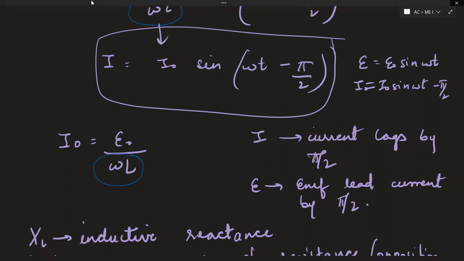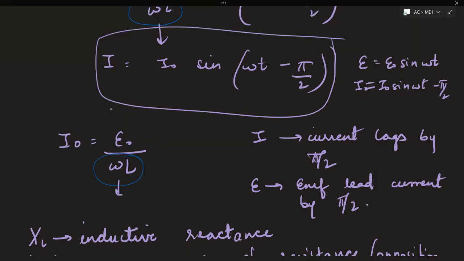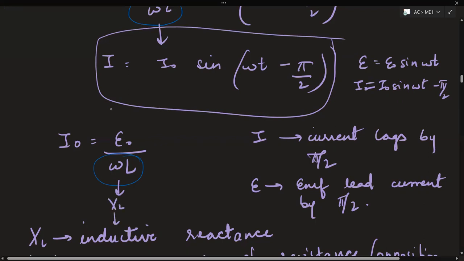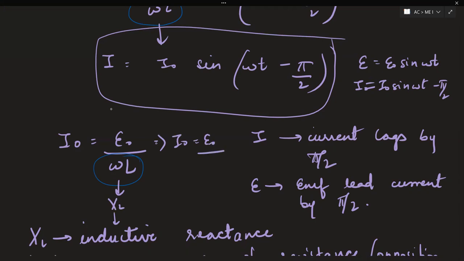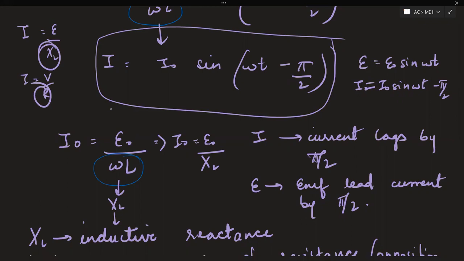Omega L, we write as a simplified term XL, known as inductive reactance. So I naught becomes E naught by XL. Now, what is XL? If you look at this equation, I is equal to E by XL, just as I is equal to V by R. The work a resistor does in a circuit having only a resistor is now done by the inductive reactance.